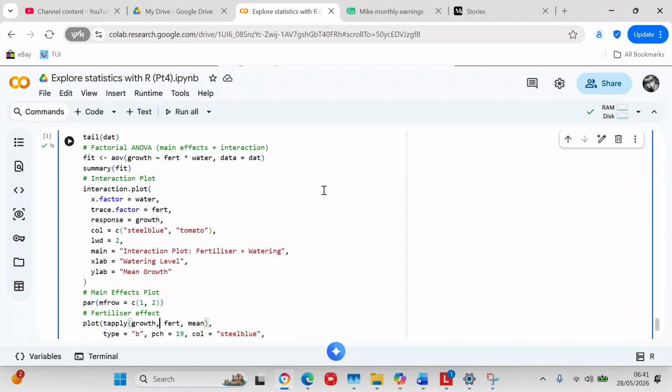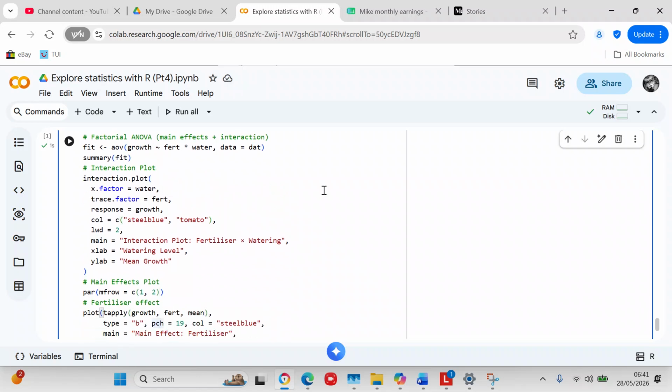So now we're going to run an ANOVA, and ANOVA stands for Analysis of Variance. In our programming language, you have 2 types of ANOVAs. One ANOVA is used for hypothesis testing, and the other type of ANOVA is used for linear regression. So we're using the ANOVA that is used in linear regression.